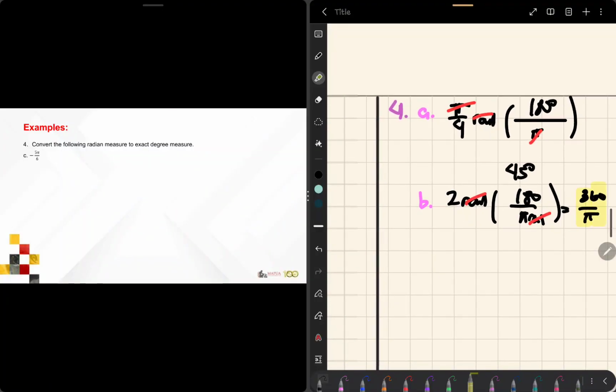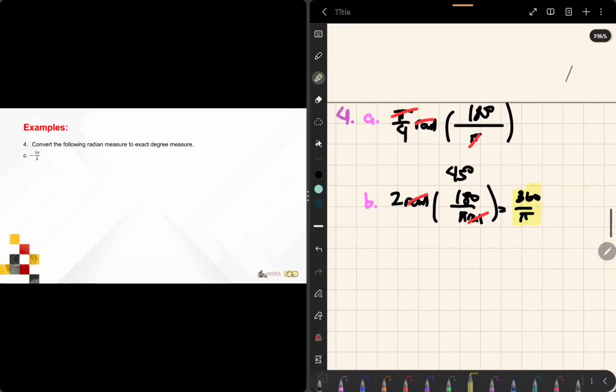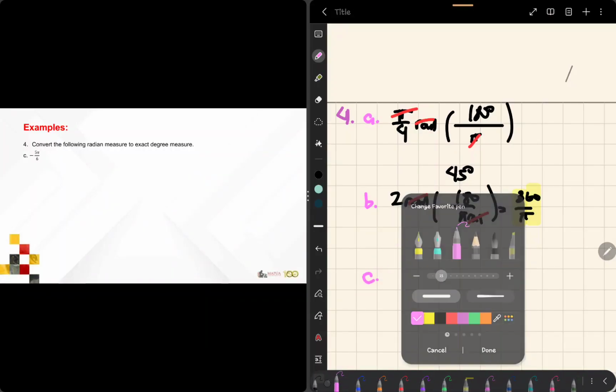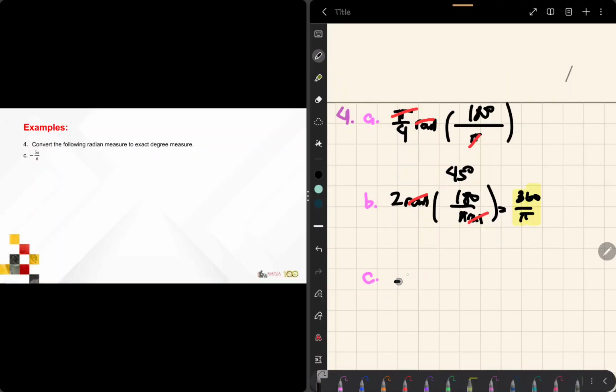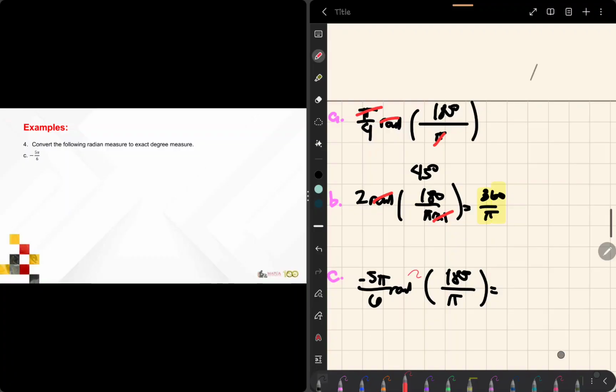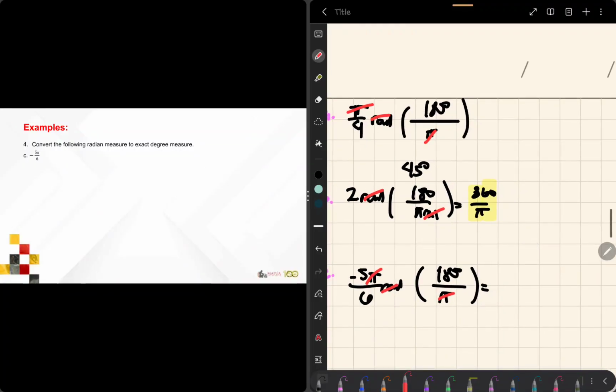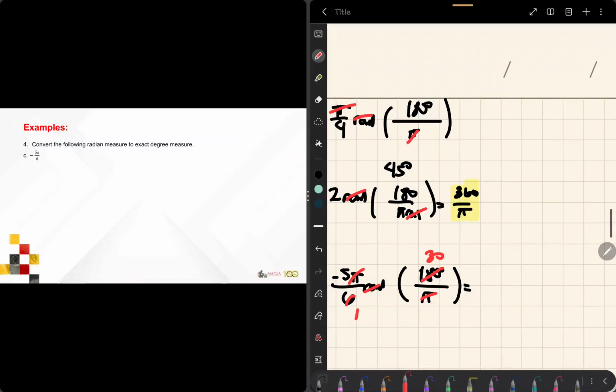Next, convert the following measure to exact degree measurement. So again, for letter C, we have negative 5 pi over 6. This is still in radians. So again, we have our conversion, which is 180 degrees over pi. We simply cancel out rad and pi, and we will get negative 5 over 6 times 180. We can simplify this. Dividing 6 by 6 we have 1, and dividing 180 by 6, we have 30. So negative 5 times 30 is simply negative 150 degrees.